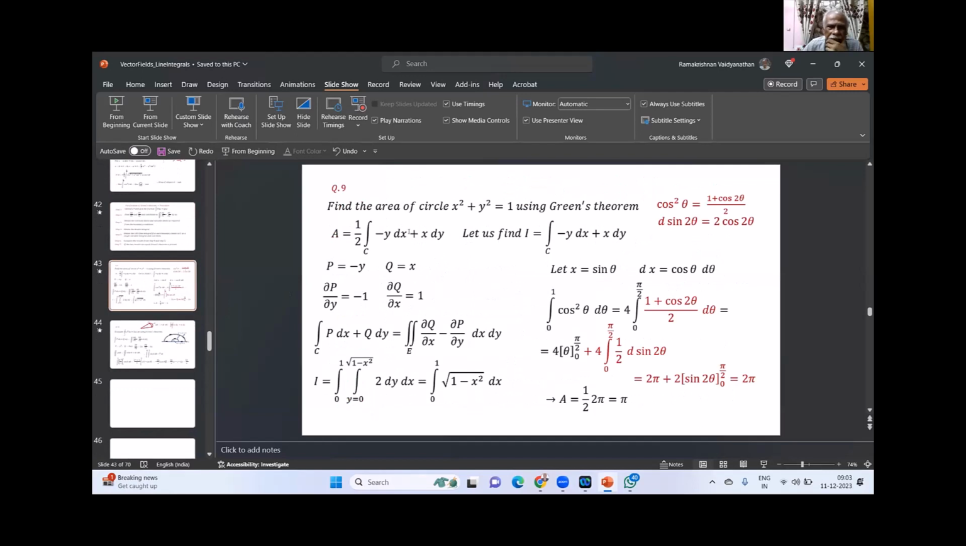Yes. See here, find the area of the circle. Find the area of the circle. Area formula is this. Now you remember this theorem. The area of the ellipse is also this one. You find out the area of the ellipse.